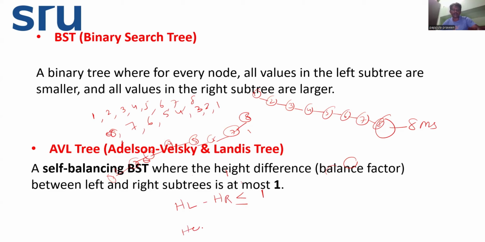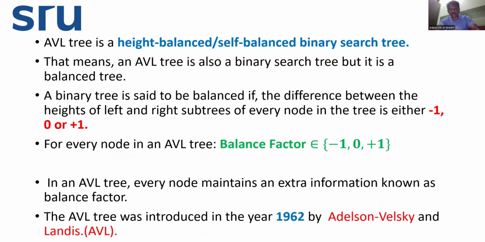Height of the left subtree minus height of the right subtree. We construct the left subtree and we construct the right subtree. Now we compare the heights between left and right. It is always less than or equal to 1. So that is called the balanced binary search tree.